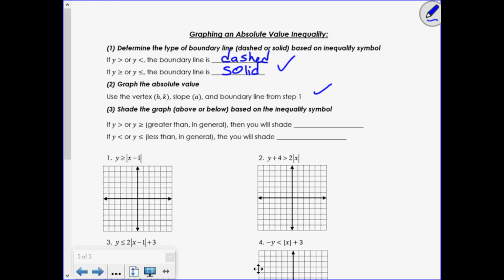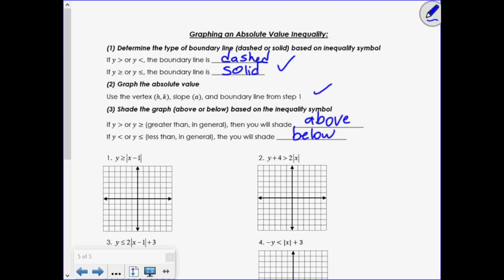And the way you determine whether you're going to go above or below: if it's a greater than, which way do you think you would go? Above. If you're going to be greater than your V, your graph, you need to shade above. So if you see a greater than or equal to, you're going to shade above the graph. And if it's less than or equal to, you're going to shade below.